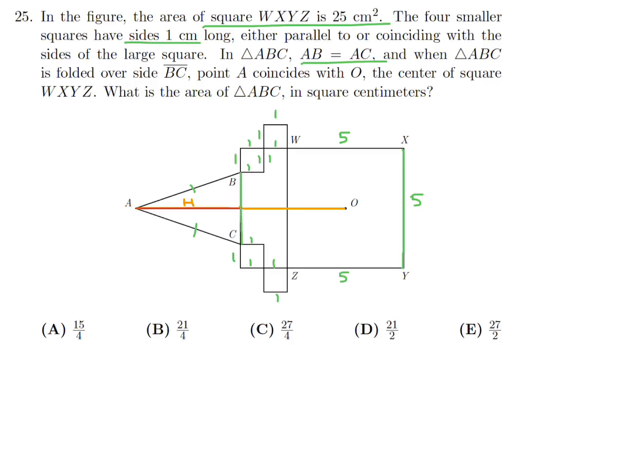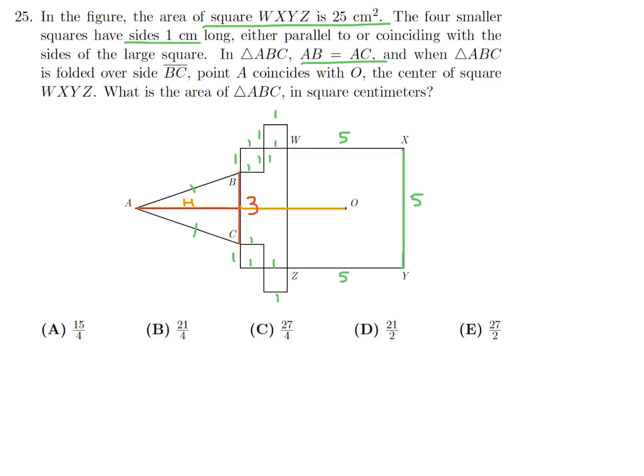Okay. And then notice that since these are all 1s and this is 5, that means this distance in here has to be 5 minus 1 minus 1, correct? Because this is the same. This is also 5. So that means we got 5 minus 1 minus 1. So this distance in here, which I will draw in red, from B to C, has got to be 3. All right?